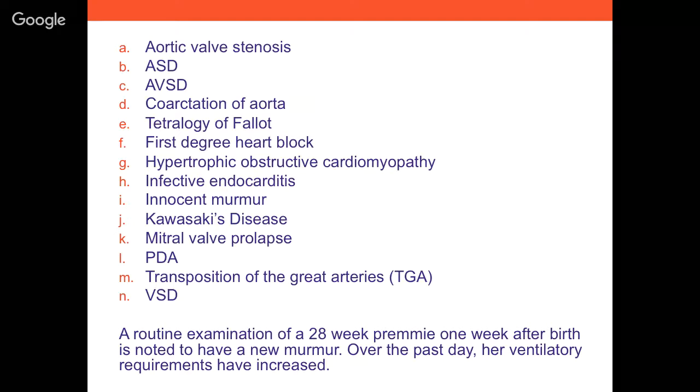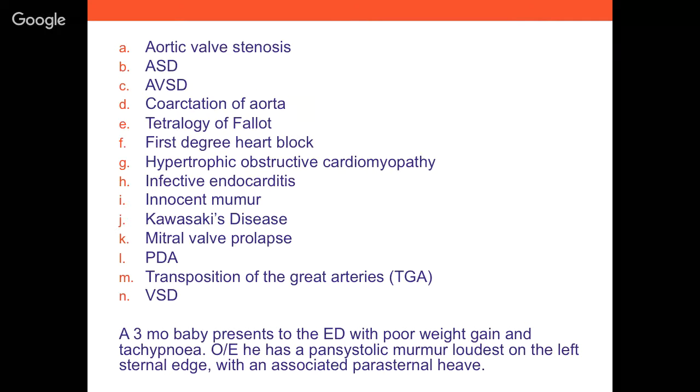A routine examination of a 28-week-old preemie, 1 week after birth, notes a new murmur. Over the past day, her ventilatory requirements have increased. It's a preemie, so it's a PDA. A 3-month-old baby presents to the ED with poor weight gain and tachypnea. It's a pansystolic murmur loudest at the left sternal edge with associated parasternal heave. It is VSD. Versus dinner, pansystolic.